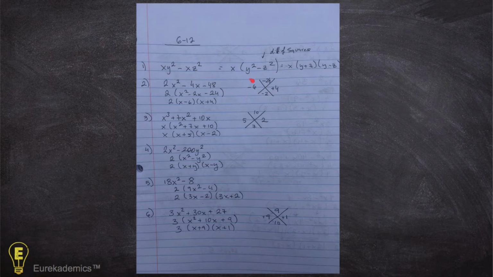So then you're going to use these answers to fill out the binomials. And the 2 stays because it got factored out. So this is your final answer: 2 times (x minus 6) times (x plus 4). Number 3 is very similar, and I want you to try it on your own.